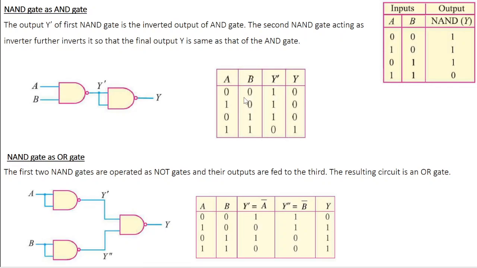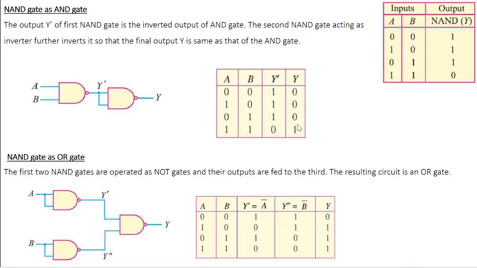So this is the truth table. The first three columns are nothing but the truth table of the normal NAND operation given here. So 0, 0 gives you 1; 1, 0 gives you 1; 0, 1 gives you 1; 1, 1 gives you 0. And the final output Y is nothing but the inverse of Y prime. So when Y prime is 1, Y is 0. Here also 1, 0, 1, 0, 0, 1.